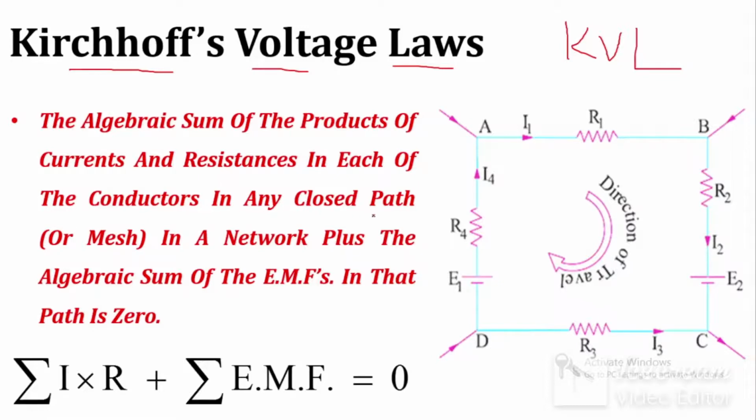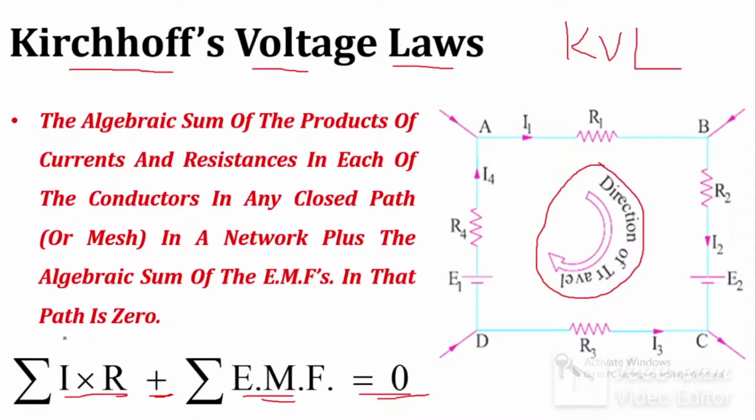conductors in any closed path, or we can say a mesh in a network, plus the algebraic sum of EMF in that path, is 0. Algebraic summation means we have to take into consideration the direction of travel. So the algebraic summation of all the products of current and resistance plus the EMF of all the sources in this closed path is always equal to 0.